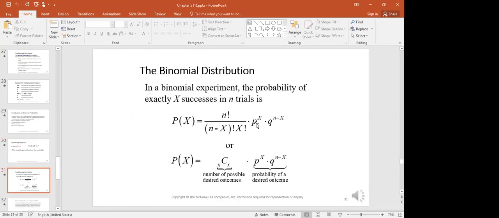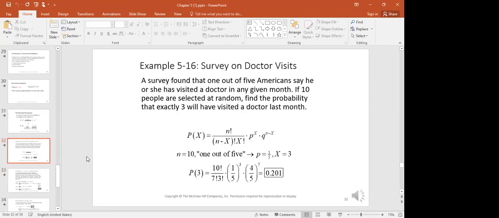So this is the probability distribution formula. This formula looks a little bit complicated, but you are not going to need it. You can use a binomial distribution calculator from Google to do this computation, or you can use your TI-83 or 84 calculator. Let's look at this problem, and then I'm going to show you how to use your binomial distribution calculator.